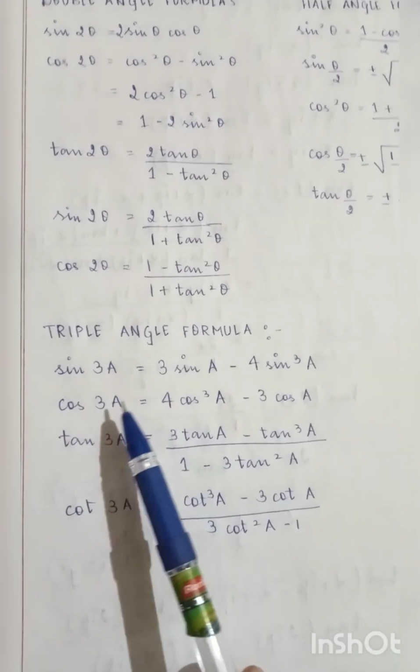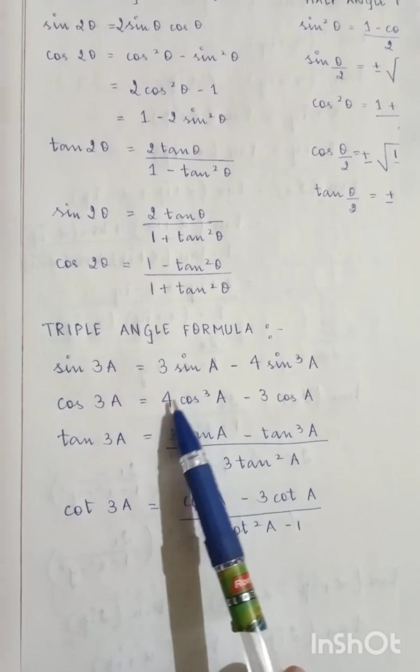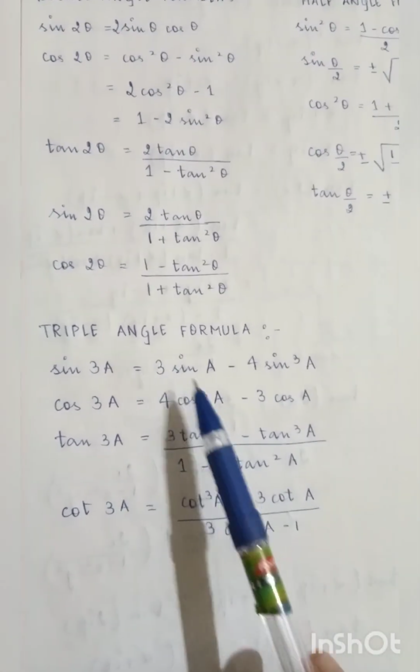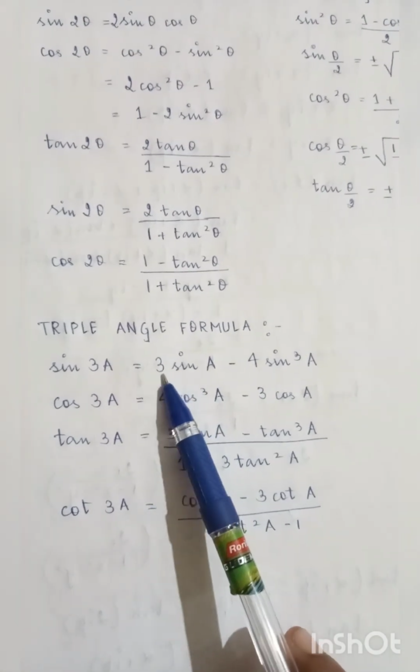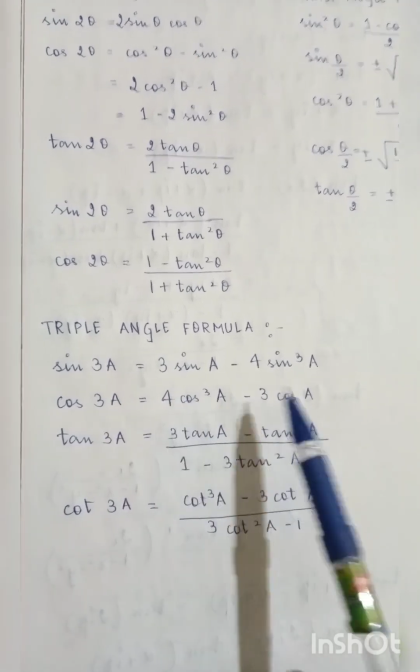Similarly, for cos 3A, it would be 4 cos cube A minus 3 cos A. The reverse of sine. Since sine starts with 3 and ends with 4, cos would start with 4 and end with 3.